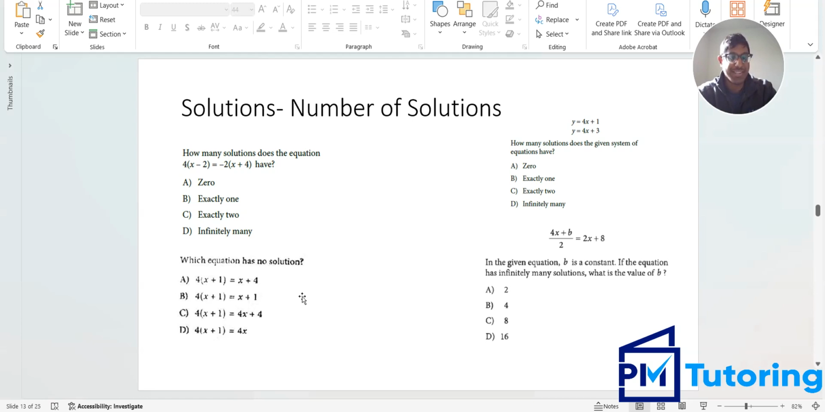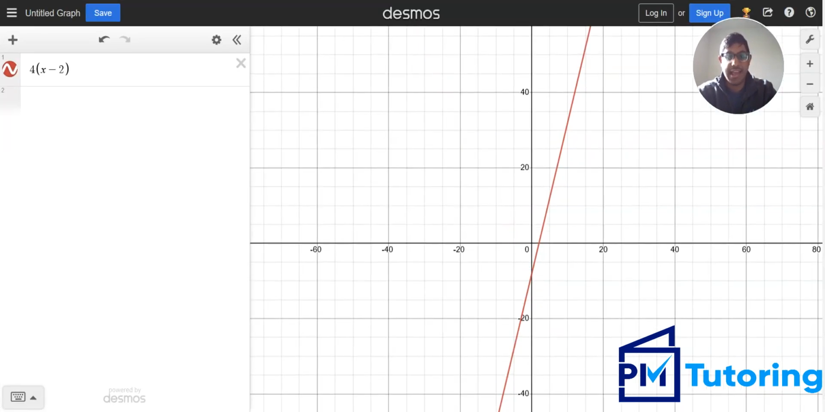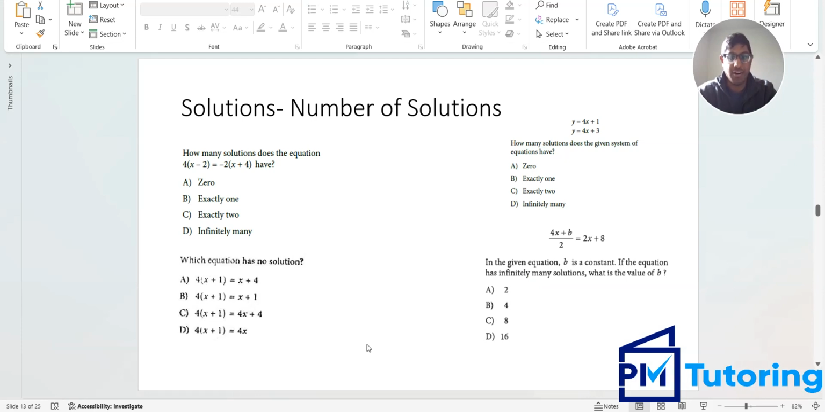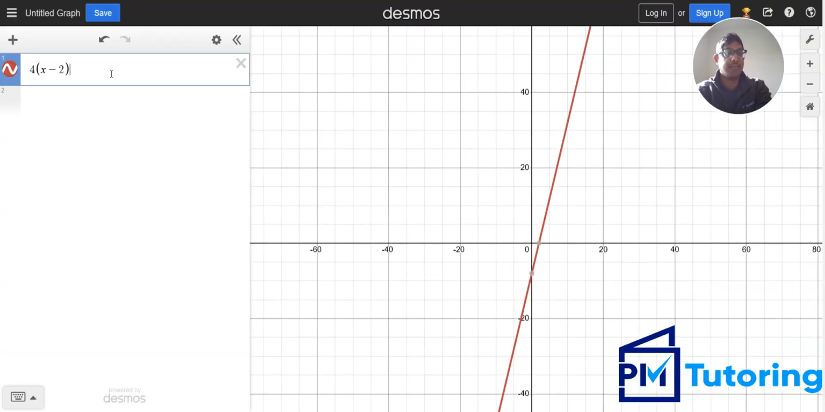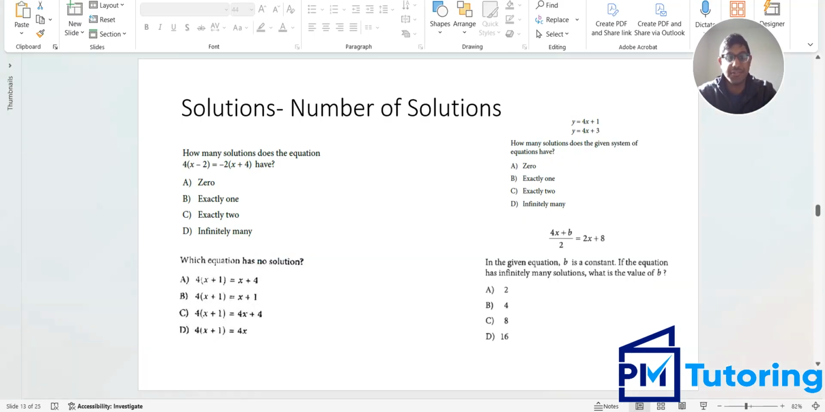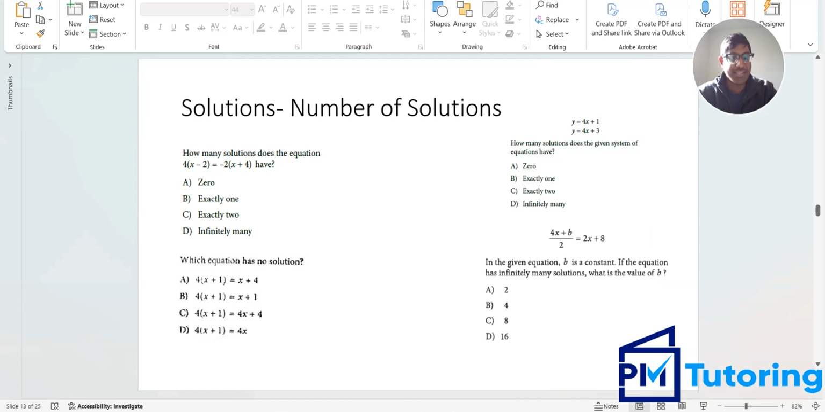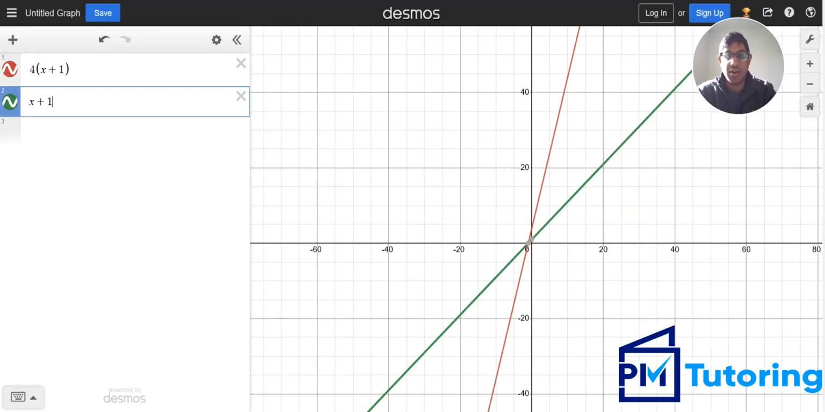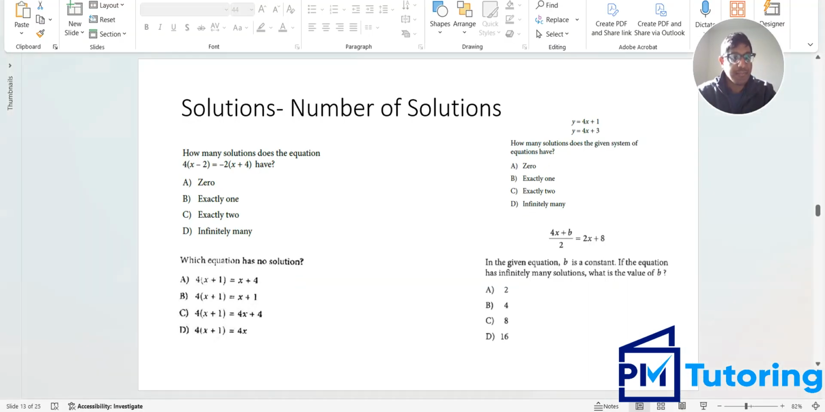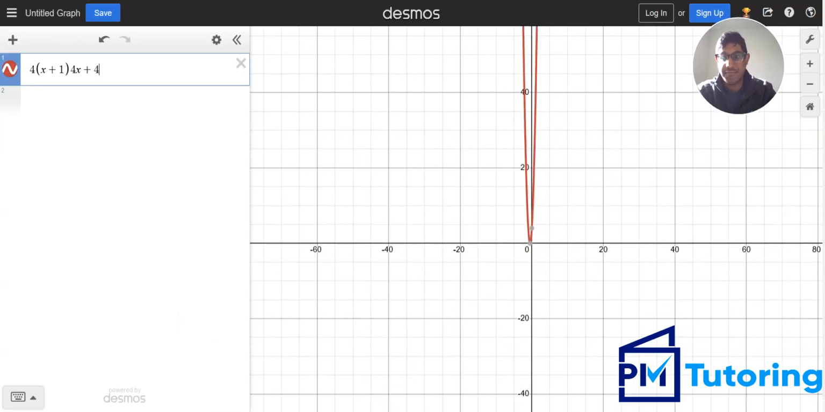Over here, which equation has no solution? So what we could do over here is just type that first half in because it's consistent among all of them. 4 parentheses x plus 1. And then figure out which one will have no solution, right? So no solution means it doesn't intersect at all. So the first one is x plus 4. That definitely intersects. The second one is x plus 1. That intersects. And then we have 4x plus 4. So let's try that.